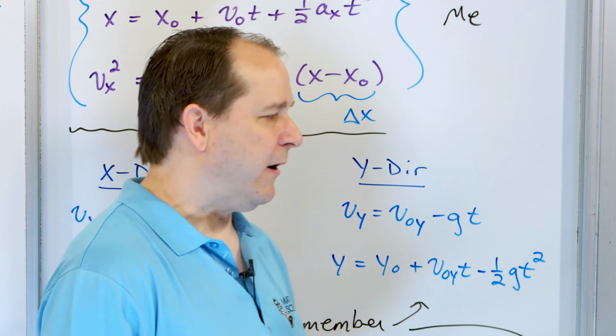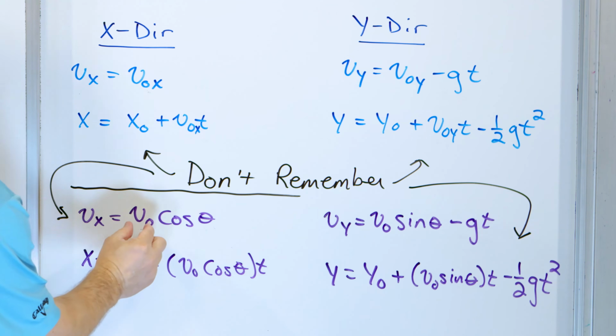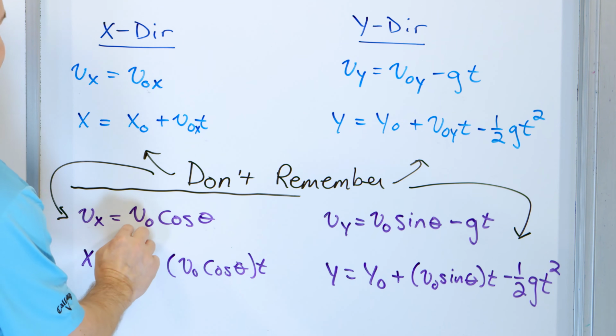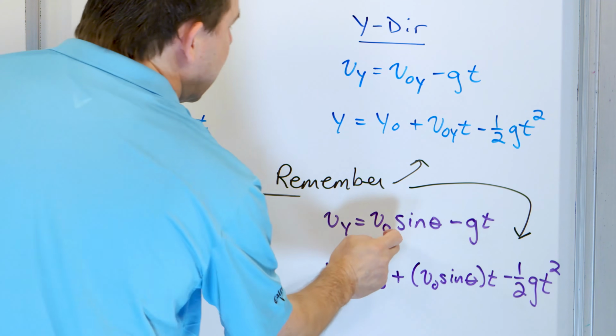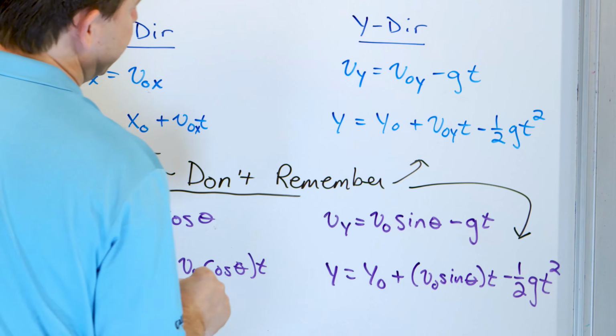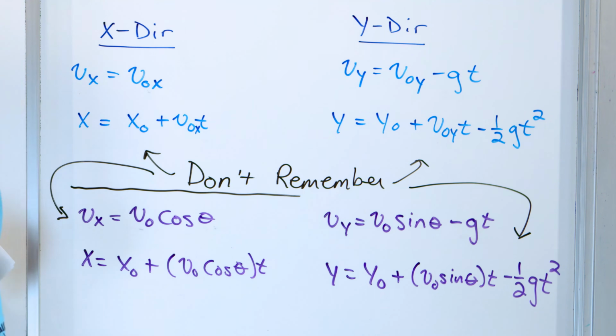So I don't want you to memorize them, because instead I want you to know that when you see v naught times cosine theta, that's just the x component of the initial velocity. Because this times the cosine, that's what it is. Same thing here. And v naught times the sine is the y component of the initial velocity. Same thing here. So don't remember them.